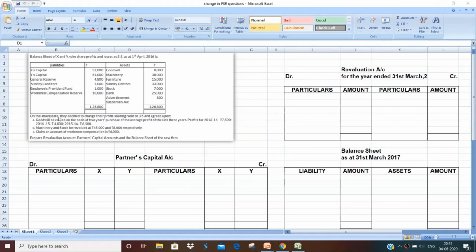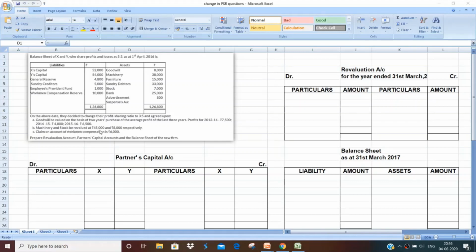On the above date, they decided to change their profit sharing ratio to 3:5. This one is the new ratio, and agreed upon that the goodwill be valued on the basis of 2 years' purchase of average profit of the last 3 years, and the 3 years' profit is given.